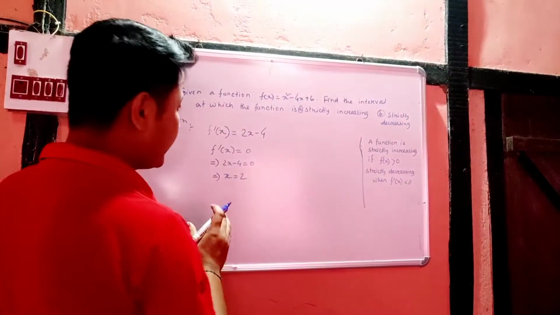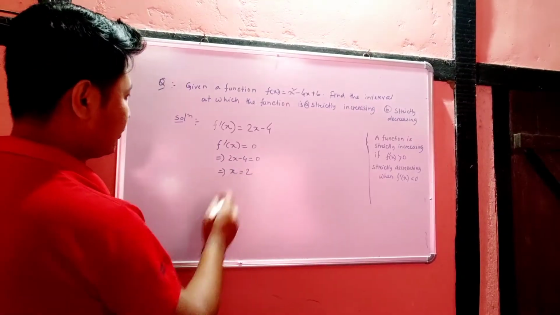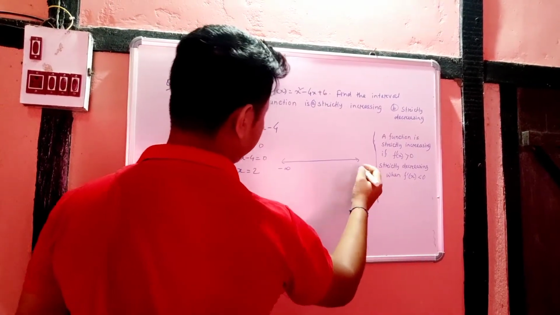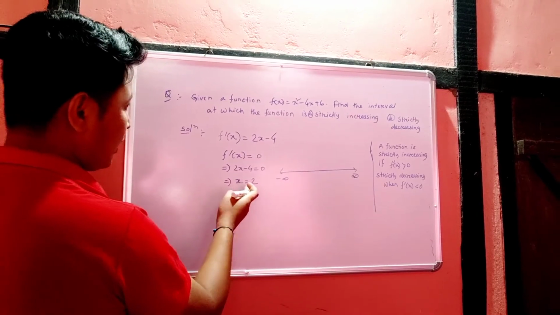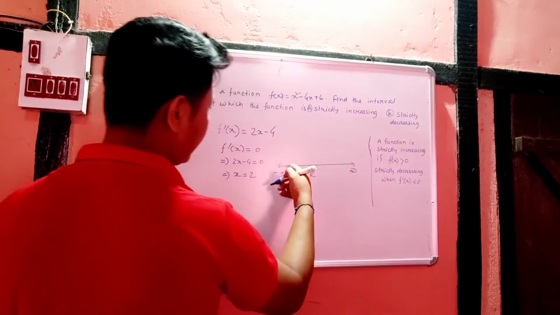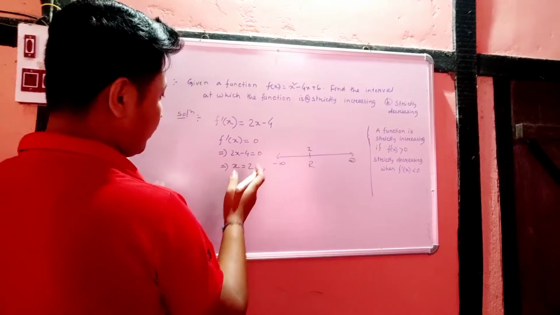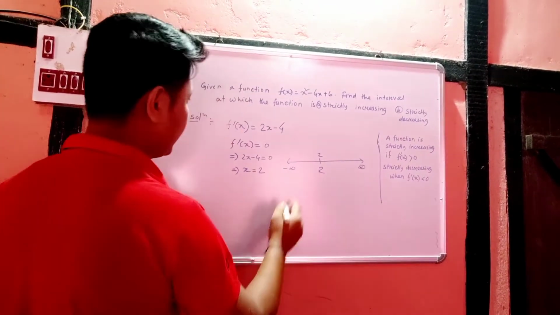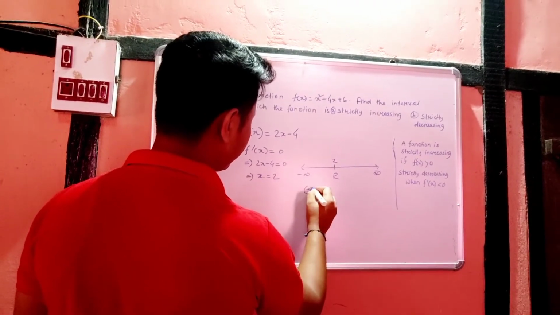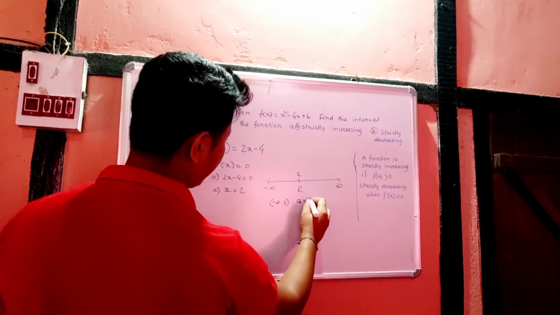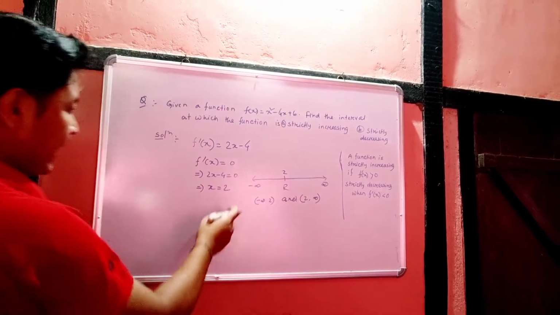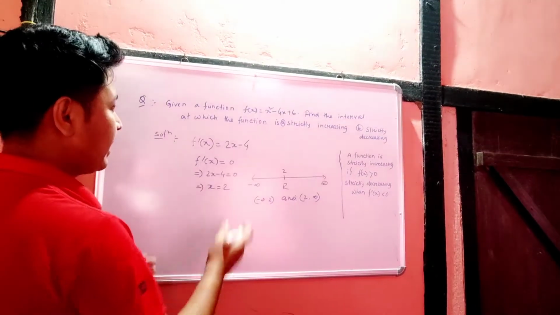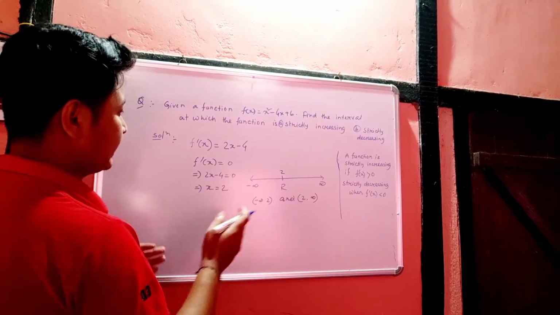Now we divide the real line into subintervals with the help of this critical point x equal to 2. On the real line we have minus infinity on the left hand side and plus infinity on the right hand side. Taking the point x equal to 2, we divide the real line into two subintervals, that is the open interval minus infinity to 2 and the open interval 2 to infinity. In these two intervals we check whether f dash x is greater than 0 or less than 0.